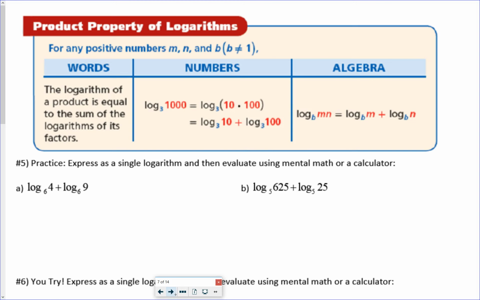So you'll hear condense and you'll hear expand a lot. We're going to be able to go both ways. Condense is when there's only one log in your final piece. Expand is when you have multiple logs with the plus sign in it. So pick the one you like the best.